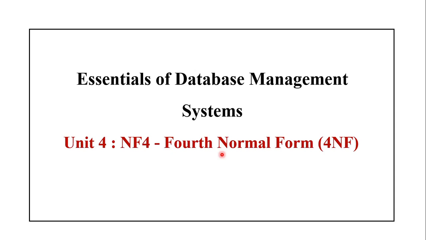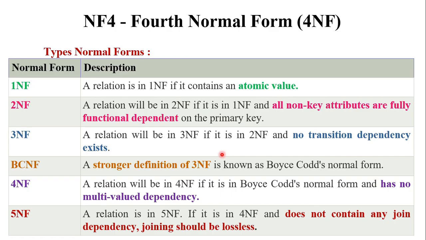Welcome back. So in this session, we will be discussing NF4, that is fourth normal form. In previous classes, we discussed first normal form, second, third, BCNF and all. The fourth normal form rule is it should be in BCNF and it should not have any multi-value dependency. That is the rule of fourth normal form. If the table is in fourth normal form, it should not have any multi-value dependency.